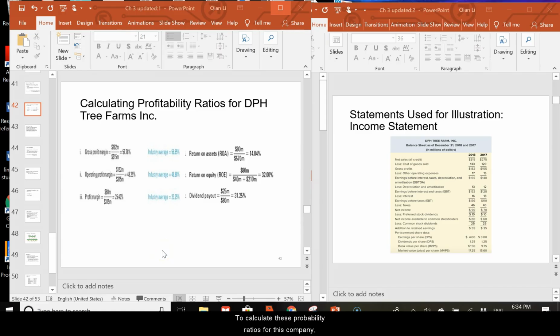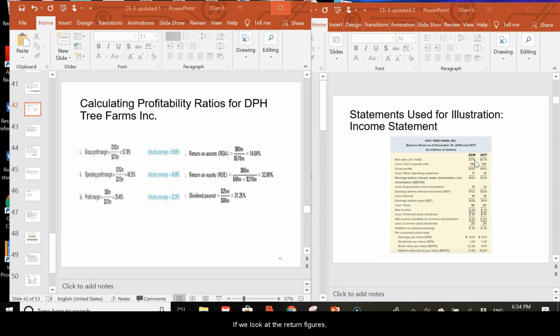To calculate these profitability ratios for this company, let's see. Gross profit margin uses the gross profit, which is 182 here from the income statement, divided by the total sales revenue, 315. Operating profit margin uses the EBIT, which is 152 here, divided by the 315 total sales. Net profit margin, or say the profit margin, is about the net income available to common stockholders, 80 million here, divided by 315, the net sales.